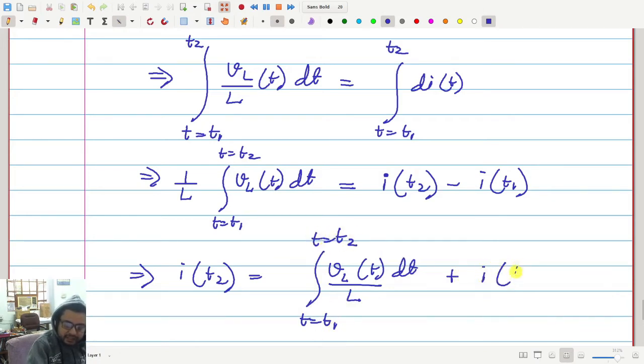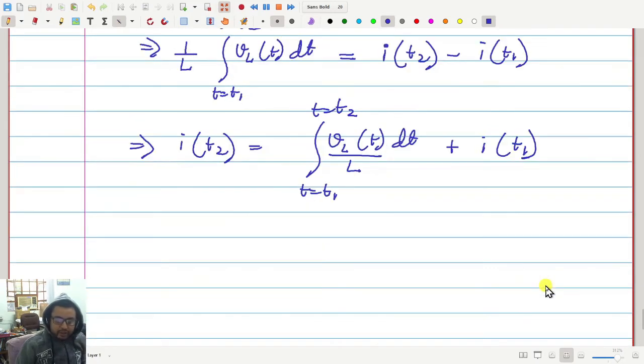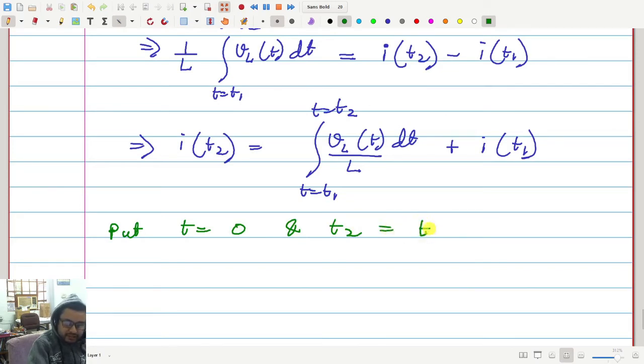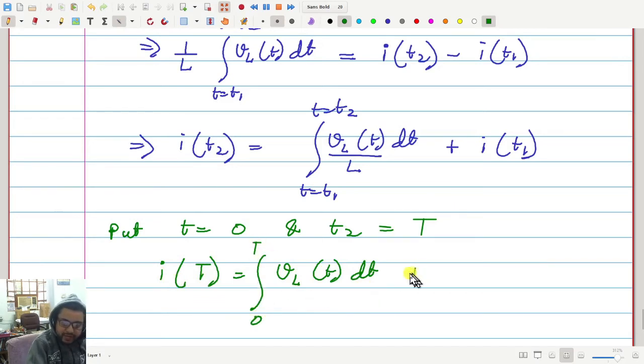Plus I at t1. Okay, so now let us put t1 equal to 0 and t2 equal to say t. Or if you don't like t, say any other variable, what can I write? Capital T. Okay, then you can write I(T) is equal to the integral of VL(t) dt from 0 to capital T plus I of 0, right?